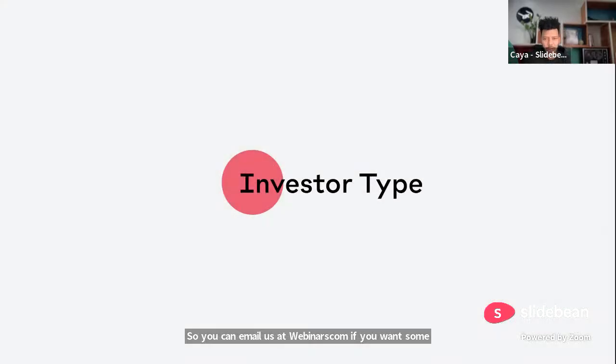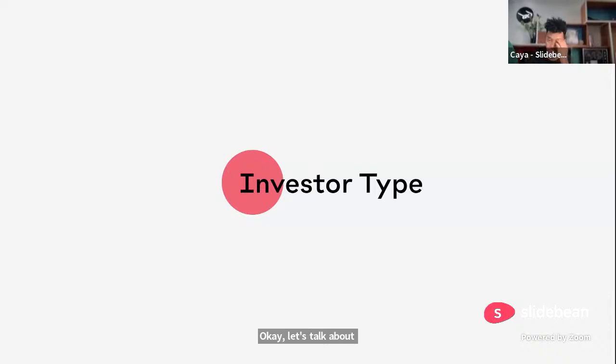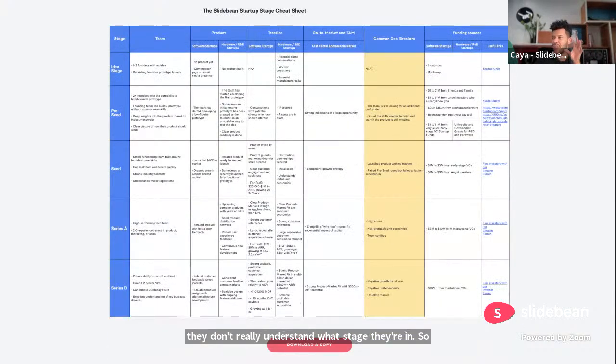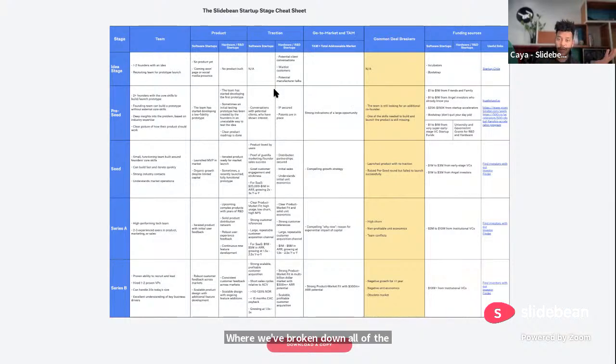Okay, let's talk about section 2 from my slides today, which is the investor type. One of the biggest problems I see is companies going after the wrong type of investor because they don't really understand what stage they're in. So the suggestion I have here is that we built this little chart. We call it the company stage cheat sheet, where we've broken down all of the different startup stages and what milestones you should have accomplished to consider yourself a company in that stage.